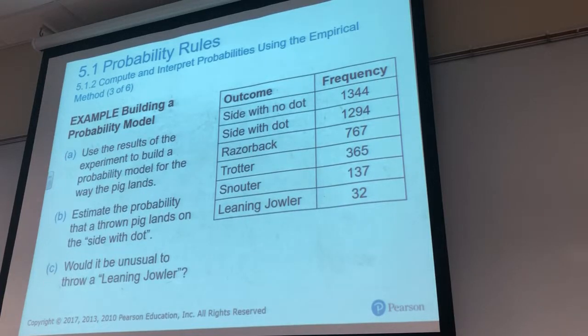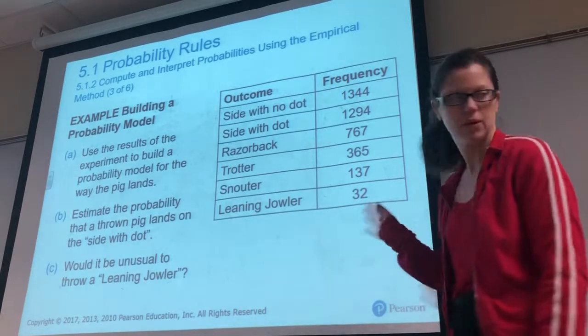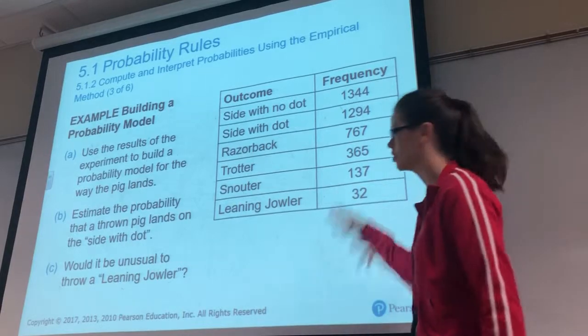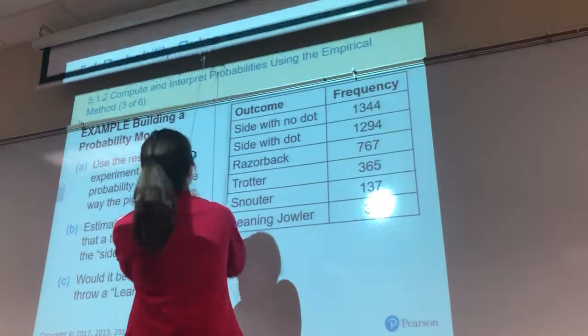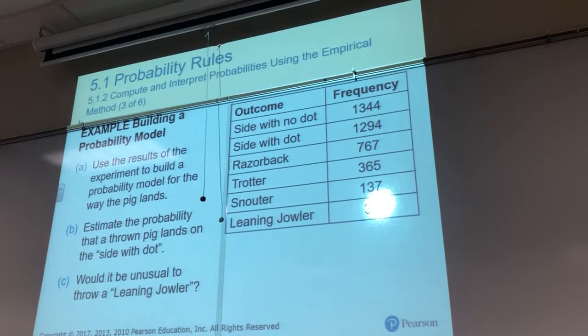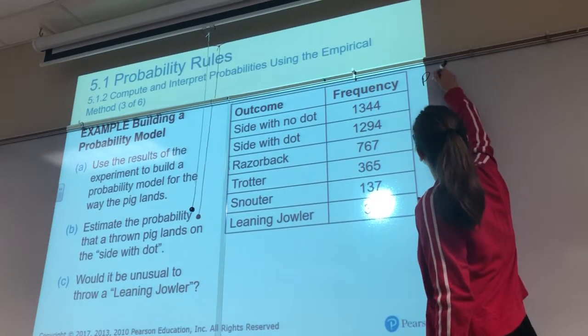It says use the results to build a probability model. When they say probability model, they really just mean give the relative frequency. I don't think I left a whole lot of room on the side right here, but I'm just going to tack on another column to my chart where I write out the probability. So for each outcome, I'm going to determine what the probability is.